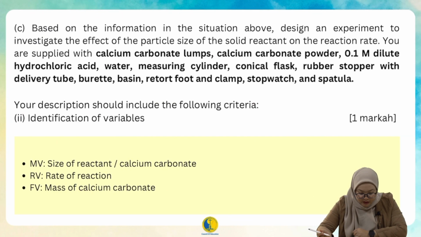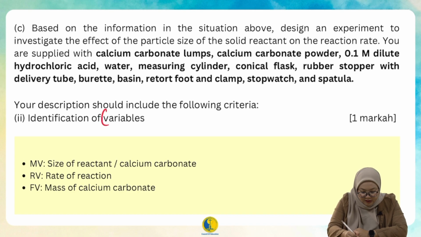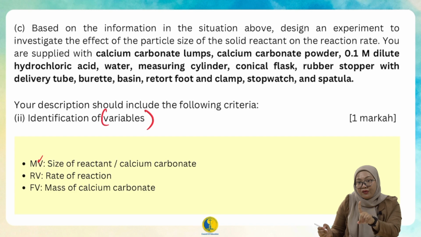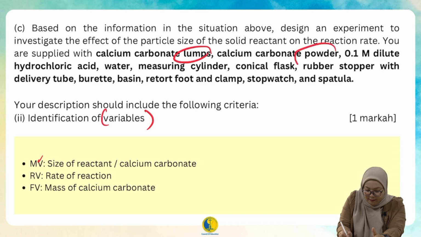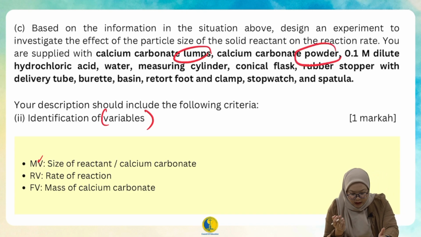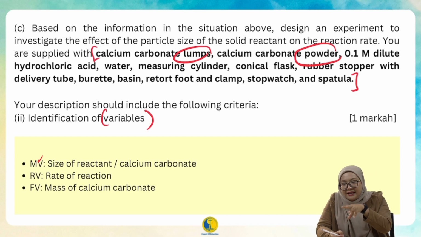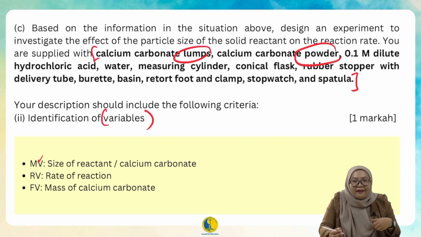Okay, the next question is the identification of the variables. You have 3 variables that you have to state. Manipulated variable: size of calcium carbonate, one in chunks and another in powder. Lump is chunk. Based on the given equipment, the first 2 items give you an idea of what the manipulated variable is and what the experiment is all about. One is a chunk, one is in the form of powder.